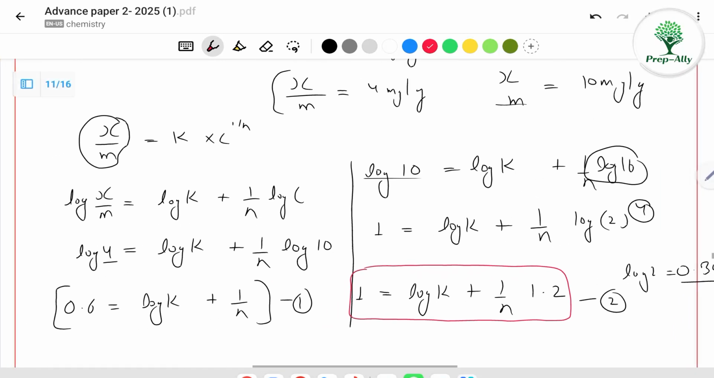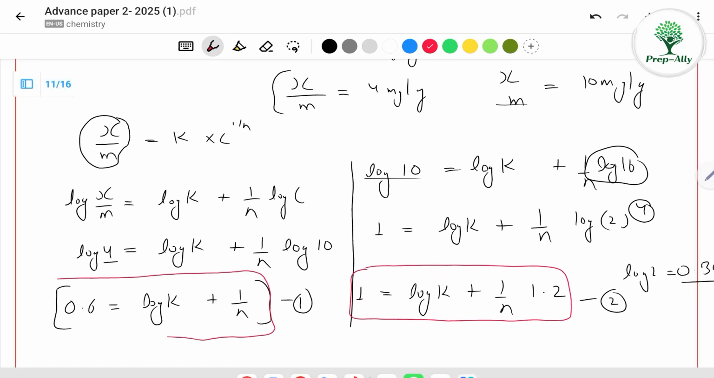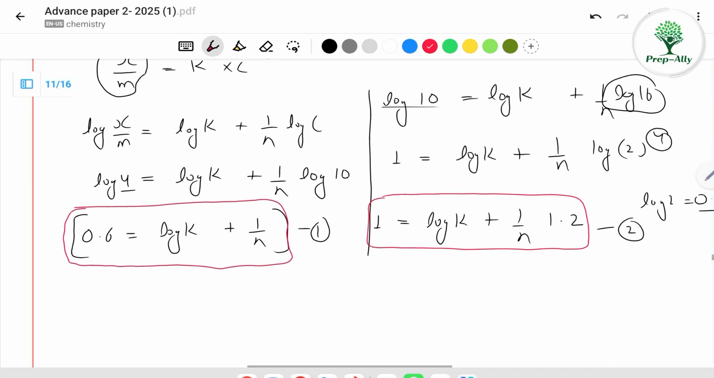And this was our first equation. Now we have two equations and two variables. So we can solve for one, like we can go for the 1 upon n value. And how are we going to solve? By subtracting equation second by first. So equation second minus equation first, we will get the value.